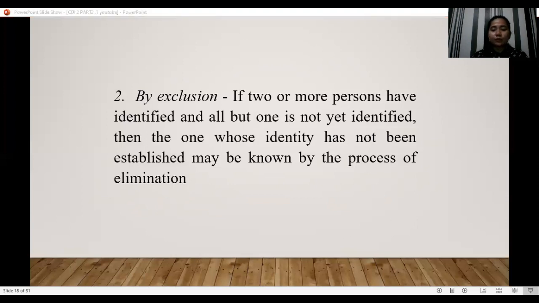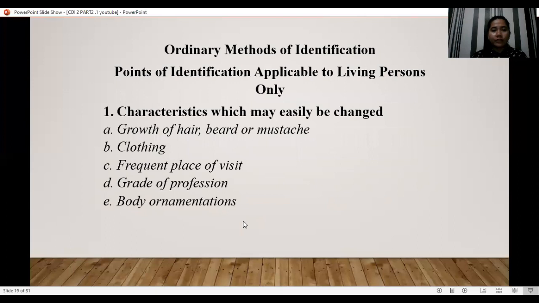So the next one is the ordinary method of identifications. Points of identifications applicable to living persons. So the first one is the characteristics which may easily be changed. Number one is the growth of hair, beards, and mustache.